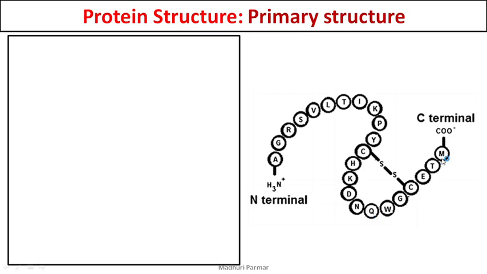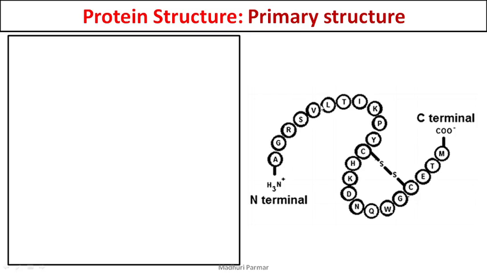And the last amino acid will be the C terminal amino acid because it has a carboxylic acid group free. Clear? So the first amino acid will have the NH3 group free. The last amino acid will have the COO minus group free. So this is called N terminal and this is called C terminal.